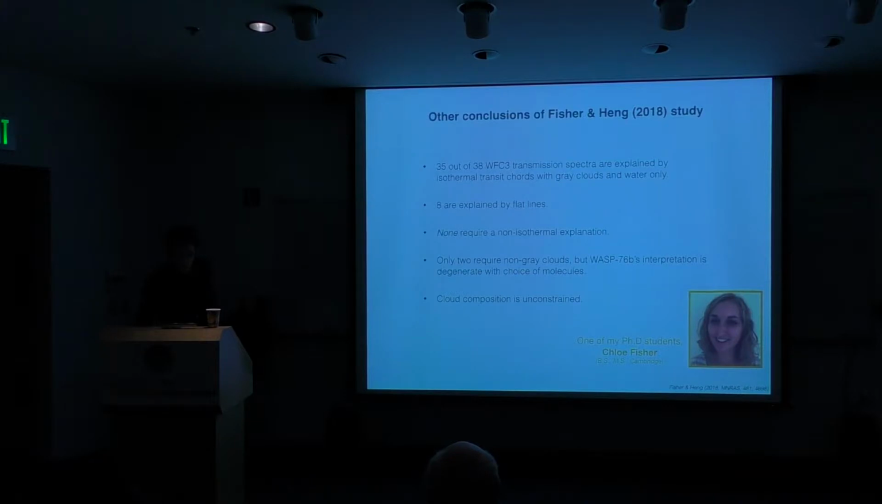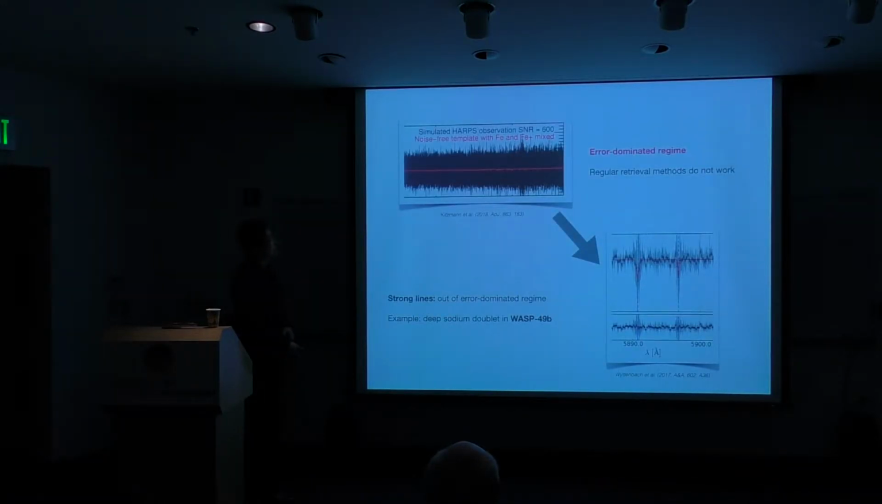So this is what a visualization of what the data would look like. This data already exists and has been analyzed by various groups, but this is a model. The red is an idealized model of a transmission spectrum. This is the visible wavelength range.